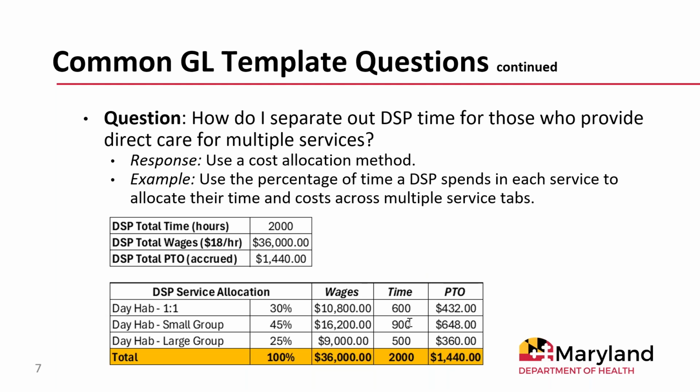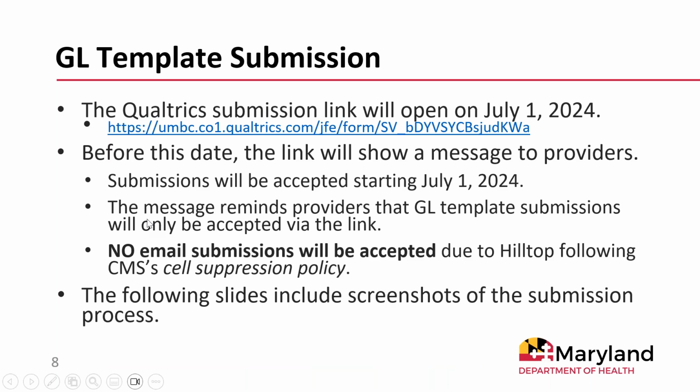As we wait for the next slide, what we're going to walk through next is how to submit your general ledger template. When the slide comes up, we'll see that there is a submission link, which is where you can click to submit your template through Qualtrics. This link will open on July 1st, coinciding with the end of the fiscal year, so that you make sure you have all of the data that you need to submit for 2024.